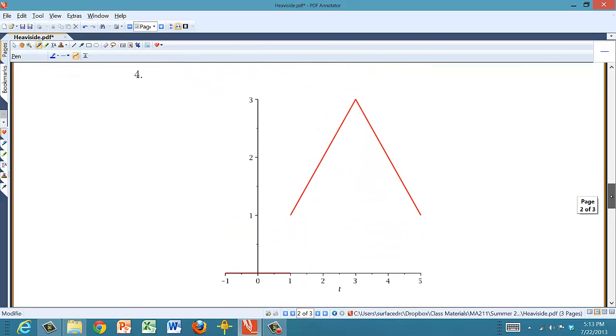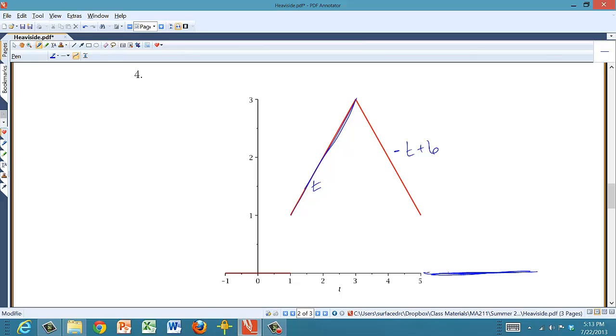Alright, now let's write something that describes this function, again in terms of Heaviside functions. This graph right here is the graph of t between 0 and 3, and -t plus 6 between 0 and 5. And let's just say that we want it to be 0 after that. Okay?